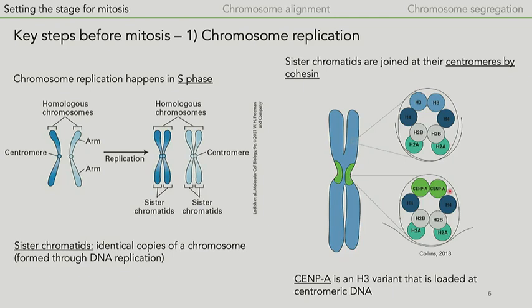Okay, so typically the nucleosomes all along the chromosome will have histone 3 in them, but specifically at the centromere, there is a histone 3 variant called CENP-A that's loaded instead.